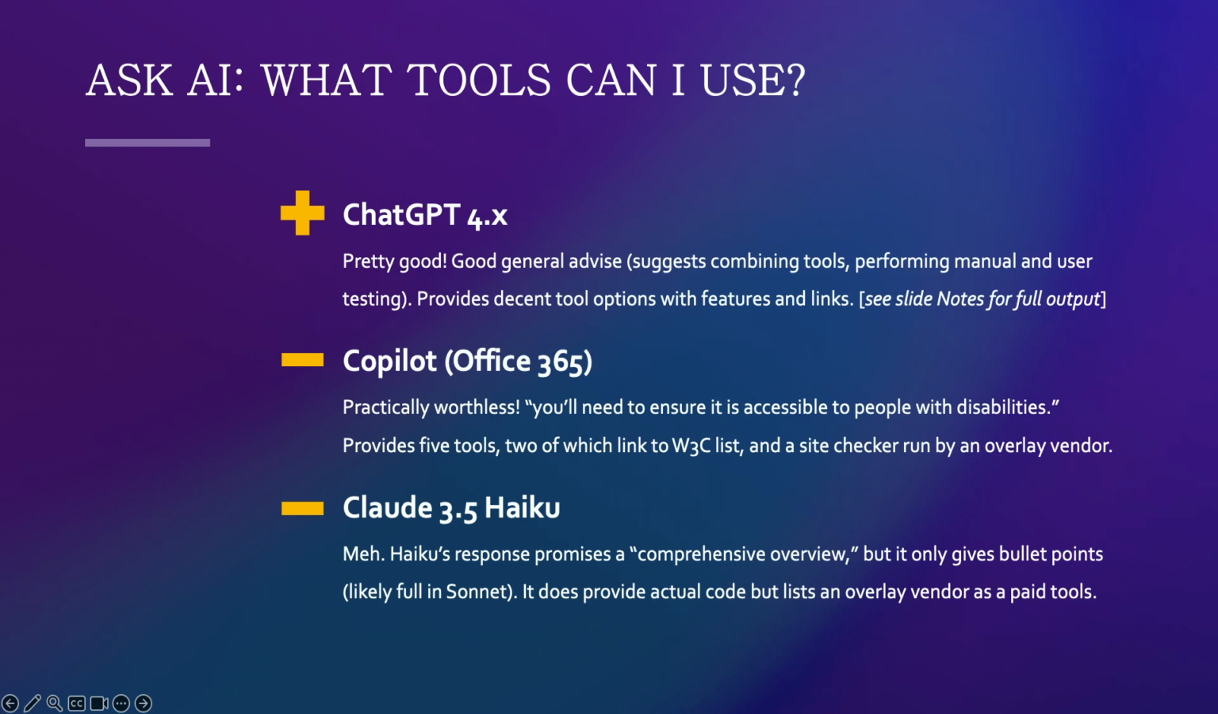Copilot using Office 365, which comes through my university, was worthless. It listed one of the overlay vendors' websites. I didn't test with too many AIs because I just don't like it. So I tested with Claude as well, and that was only the Haiku version, so it was only giving short answers. It kept saying we're going to give you a comprehensive overview, and then it would just give me really short bullet points that were not comprehensive. I don't know if Sonnet, the bigger one, can do that, but it also listed an overlay tool as a valid option. So Claude was wrong.